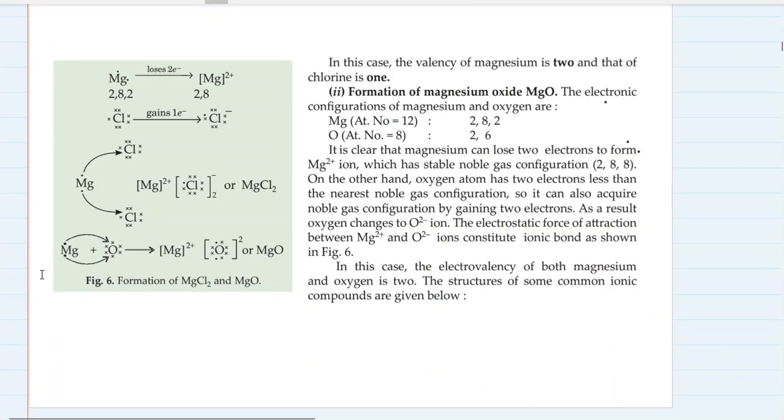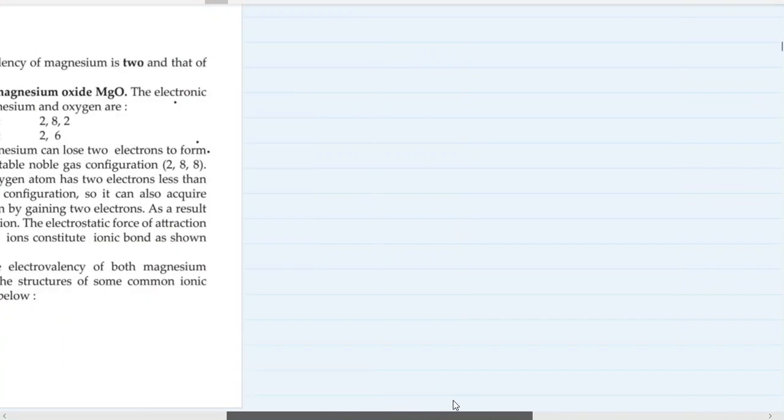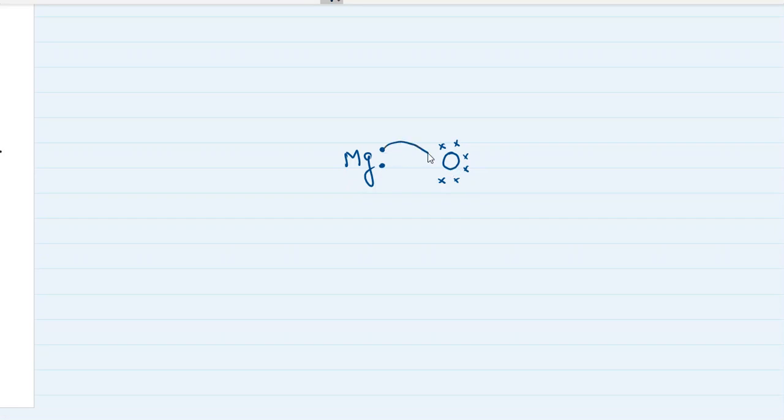There is one more example, the formation of magnesium oxide. How is magnesium oxide formed? Magnesium has 2 electrons in its outermost shell, and oxygen has 6 electrons in its outermost shell. Oxygen requires 2 electrons to complete its outermost shell, and magnesium needs to donate 2 electrons. So magnesium donates its 2 electrons to oxygen, and in this process magnesium acquires a 2 plus charge and oxygen acquires a 2 minus charge.